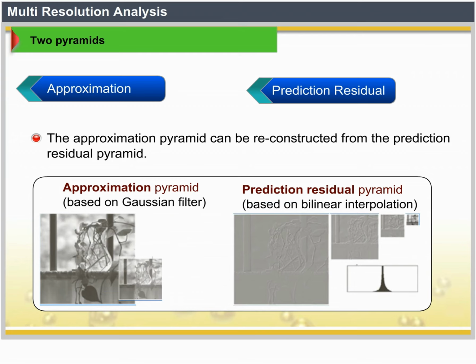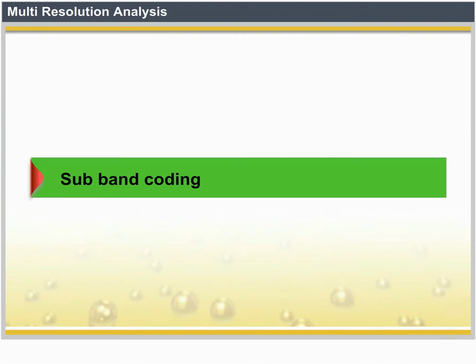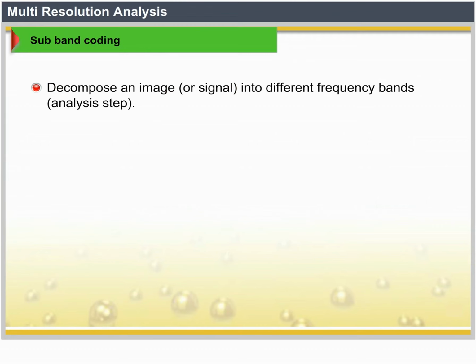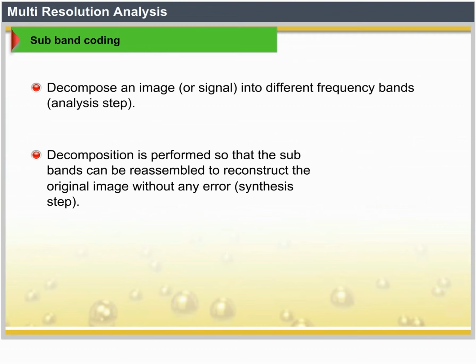Sub-band coding. Decompose an image or signal into different frequency bands. Analysis step: decomposition is performed so that the sub-bands can be reassembled to reconstruct the original image without error. Synthesis step: need to choose appropriate filters, that is, filter bank.